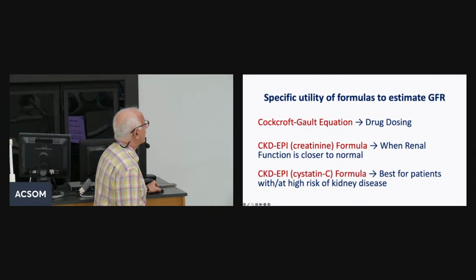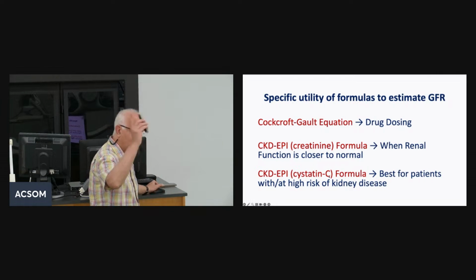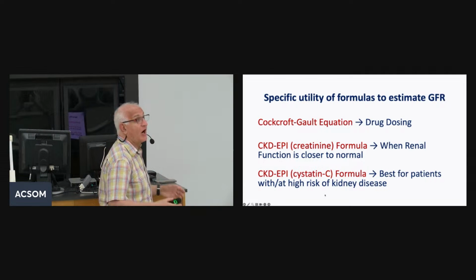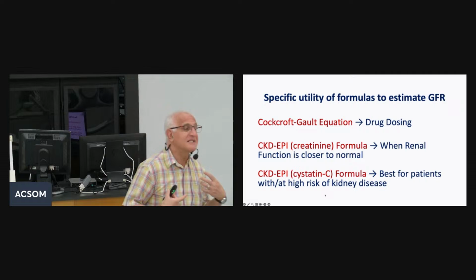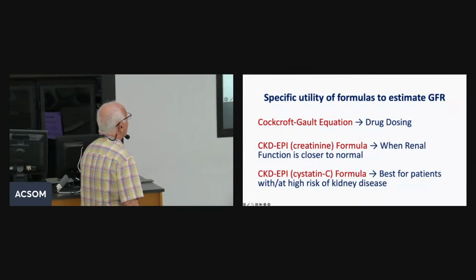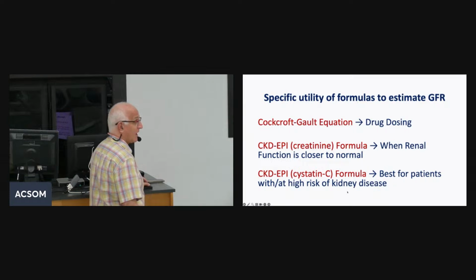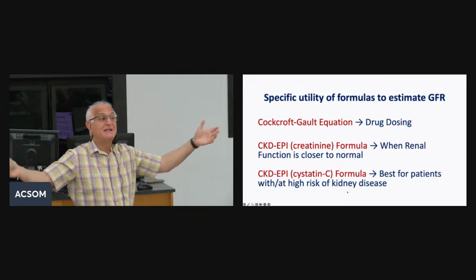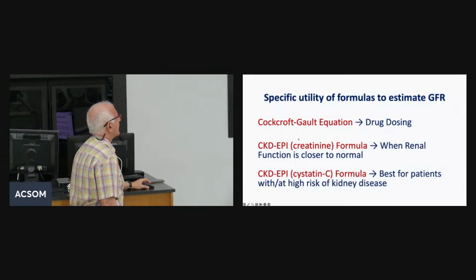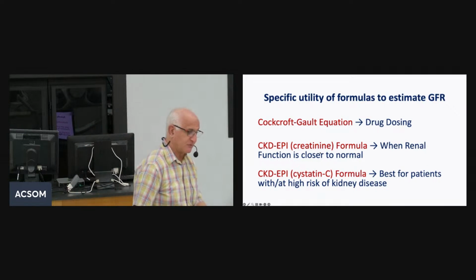CKD-EPI with something that we call cystatin C, and you're going to hear about this again later, would be best for the patients that I take care of. So if you ask me as a nephrologist what is the most helpful one for you, I will say CKD-EPI cystatin C. For the general population, the name goes with it, EPI, epidemiology, CKD-EPI creatinine will do the job. And for drug dosing, Cockcroft-Gault is used more often.